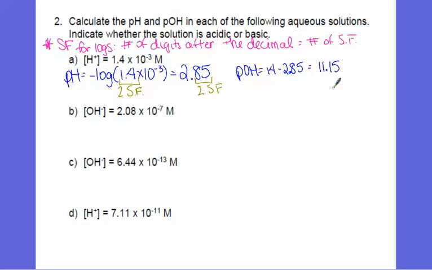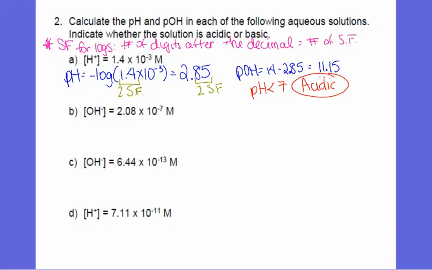Cool? Is this substance acidic or basic? Acidic, because the pH is less than 7. pH is less than 7, so therefore it's acidic. Cool?